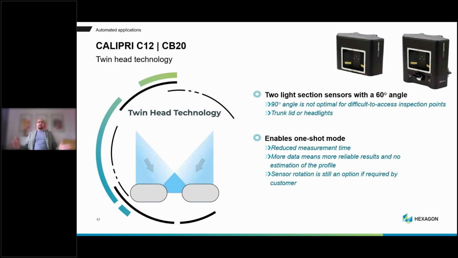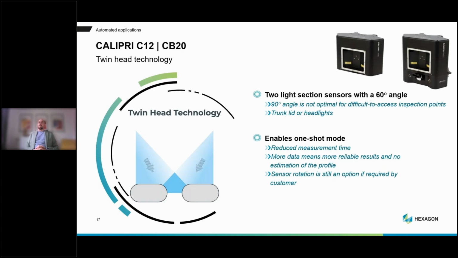So the 60-degree angle and the twin head technology will enable a so-called one-shot mode. We reduce the measurement time because we just position the sensor in front of the profile. The profile will be captured, it will be very fast, and then we can move to the next point. The right-hand side of the sensor captures the left-hand side of the profile, and the left-hand side sensor captures the right-hand side of the profile. We combine that measurement and can then do the evaluation just like we would do with a C14 or C15 with the handheld gauges.